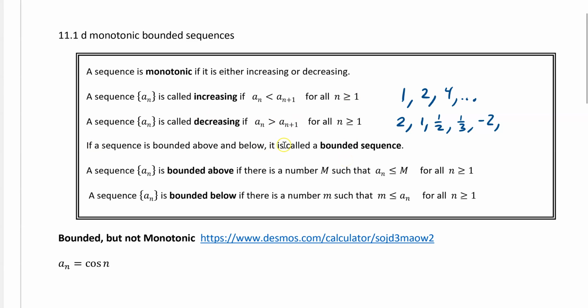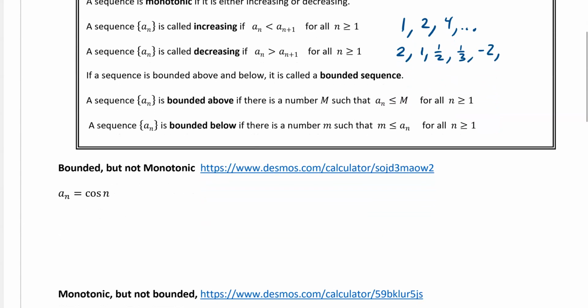A sequence is bounded if it's bounded above and below. If it's bounded below, that means we have some lower number that our sequence will not go below. And if it's bounded above, we have some number that our sequence will not go above. So let's look at some examples of these situations.